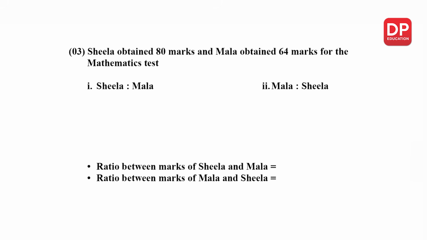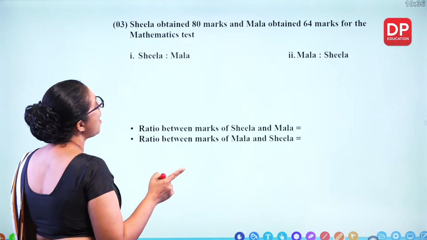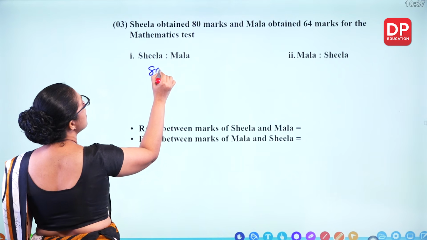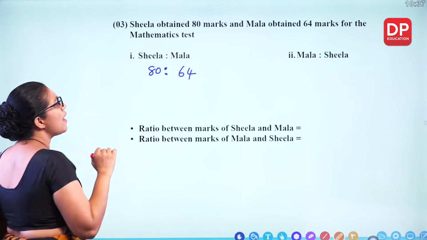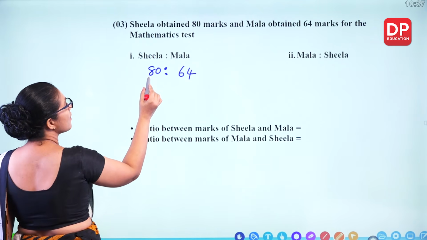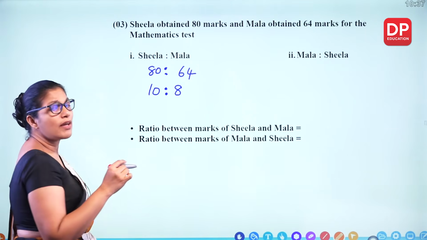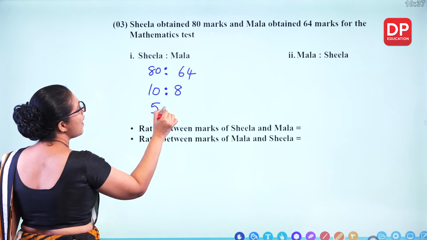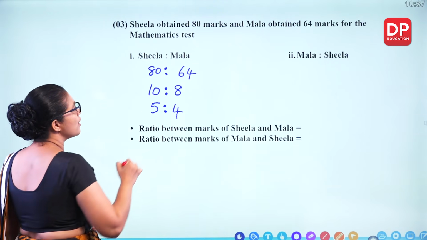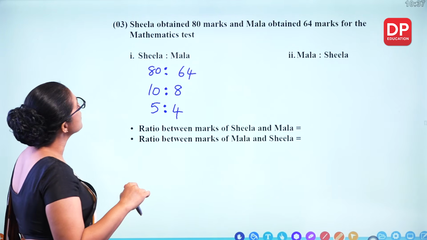Sheila obtained 80 marks and Mala obtained 64 marks for the mathematics test. So what's the ratio between marks? Sheila to Mala. Sheila 80 marks, Mala 64 marks. Divide by 8. This is 10. 8 times 8, 64. Again, you can divide and write down the simplest form. Divide by 2, you get 5. Divide by 2, you get 4. 5 to 4 ratio.